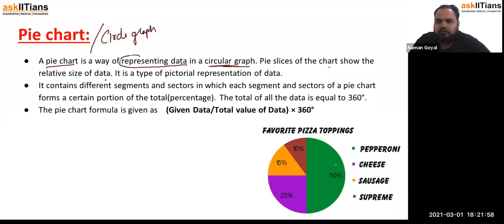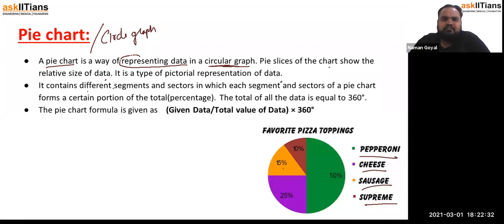Okay, so if I draw the chart like this, favorite pizza topping, so 50% like pepperoni, 25% like cheese, 15% like sauces, and 10% like supreme, right? So basically the pie chart slices show what? The relative size of the data, that is, how many people like that particular thing. Okay, it is again a typical type of pictorial representation of data, right?